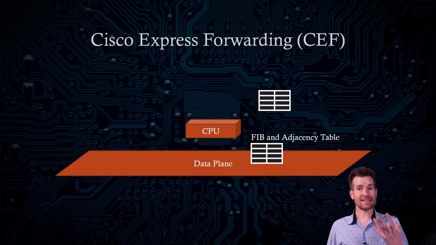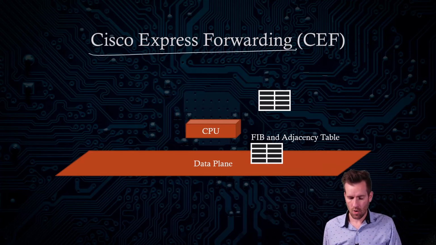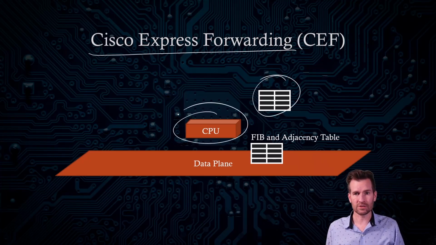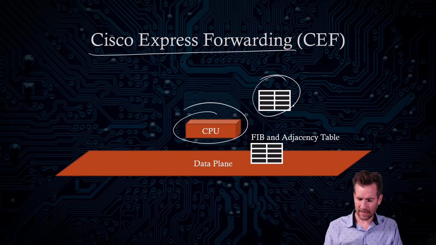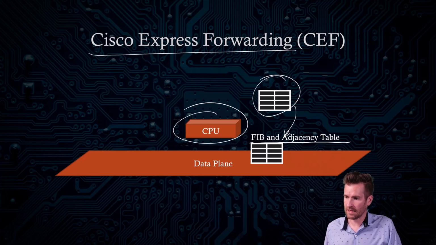Then there is a step faster, and that is Cisco Express Forwarding. We still have a routing table, we still have a CPU for certain processes, but the data plane gets loaded with some information on it. It gets loaded with the FIB and adjacency tables. FIB is the Forwarding Information Base.